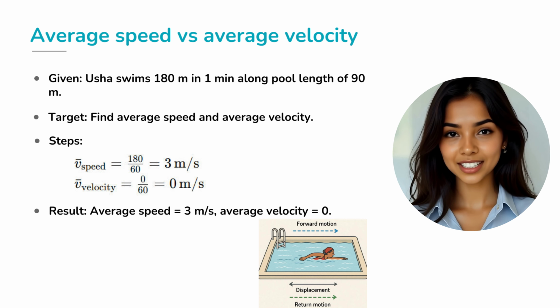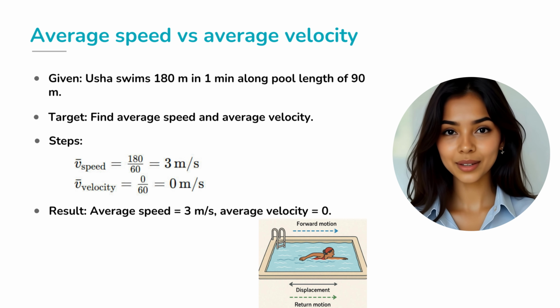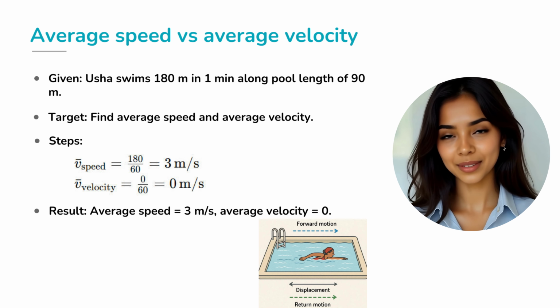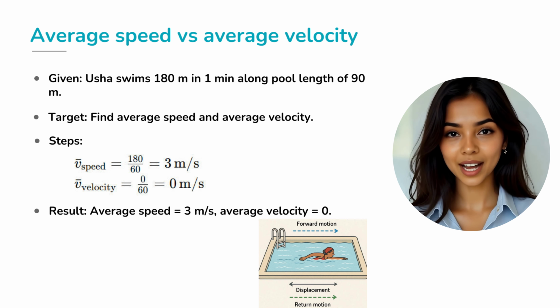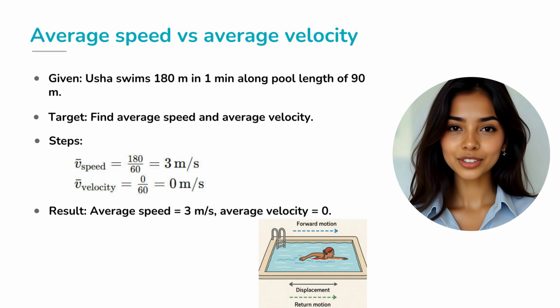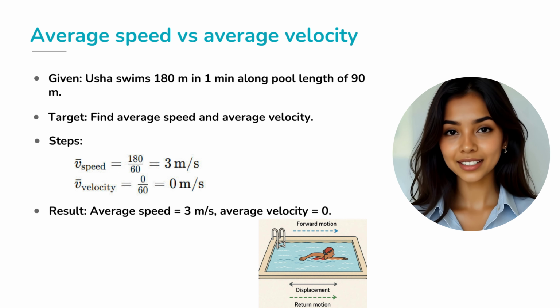Here's a classic problem. Usha swims in a 90-meter pool. In 1 minute, she swims forward 90 meters and then back 90 meters. That's a total distance of 180 meters. Her average speed is total distance divided by total time. So, 180 divided by 60 gives 3 meters per second.